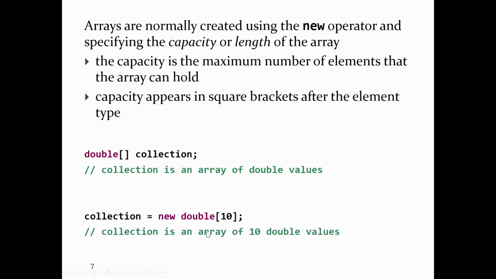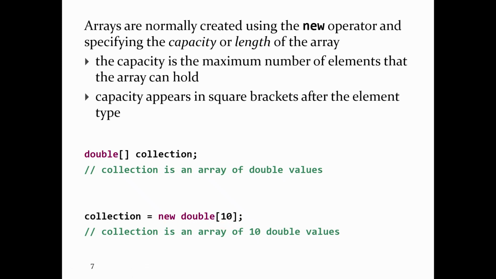To make an array, you use what's called the new operator. Here I'm going to make an array variable called collection. At this point, collection doesn't actually refer to an array. It's just a variable. I can store a reference to an array in collection, but I don't have an array yet. So in order to use collection as though it were an array, I have to make an array and assign it to collection.